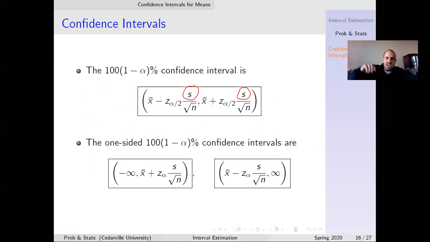And of course, here are the one-sided intervals right here. So the only difference here is you use S instead of sigma, but we still use the standard normal distribution. We get the Z alpha over 2s in the same way, and we think that through in the same way that we were before. This is in the case where we have a sample size of at least 30, so that we can invoke the central limit theorem.